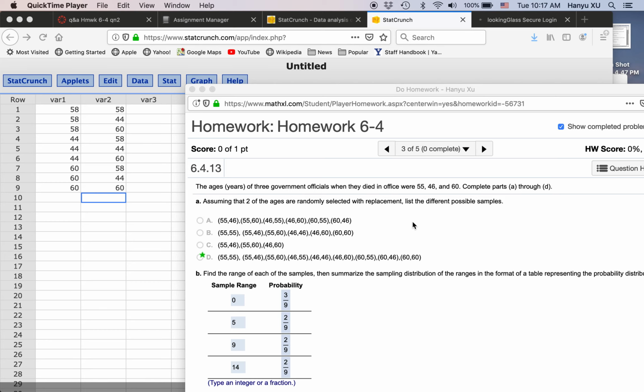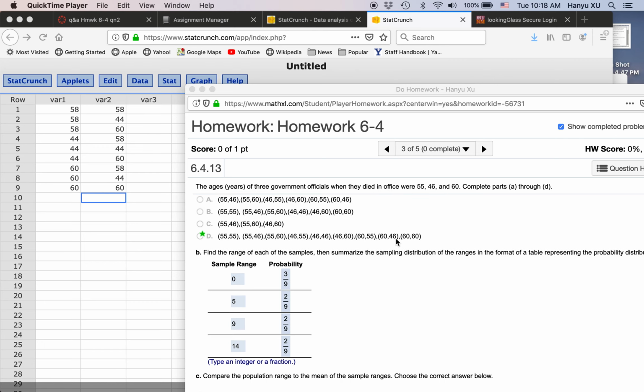For the first choice, you will have 55, 46, and 60. And with replacement, for the second one, you can also choose 55, 46, and 60. So altogether, you will have all those 9 different samples shown here. Also, in StatCrunch, I list all those samples as different rows, so there are 9 rows in total. You don't have to use StatCrunch; because I'm doing the screen recording, I will use StatCrunch as a piece of paper.